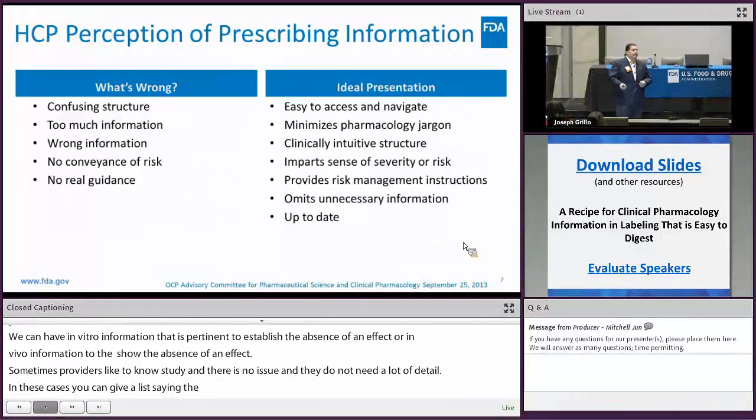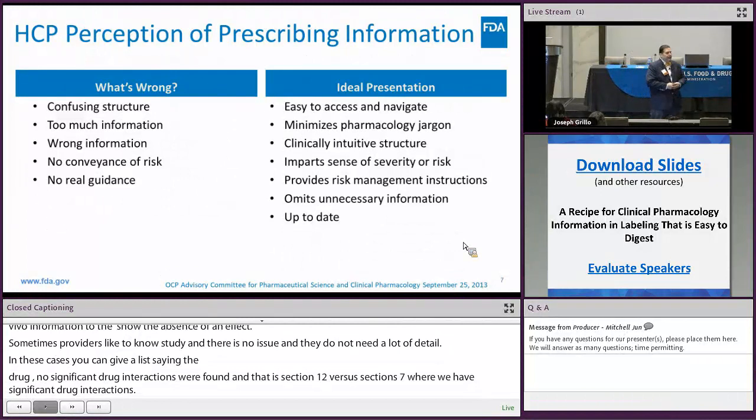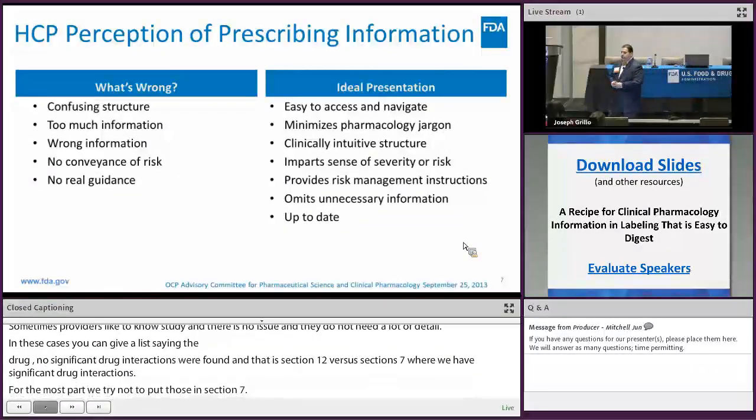So when we started looking at our own labeling, we had an advisory committee meeting back in 2013. And we had physicians and pharmacists on this panel. And we asked them about our labeling. And we said, what do you guys think about it? And they had a lot to say about what was wrong with it.